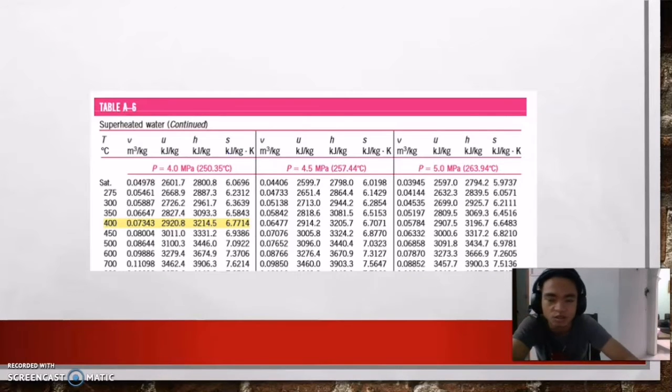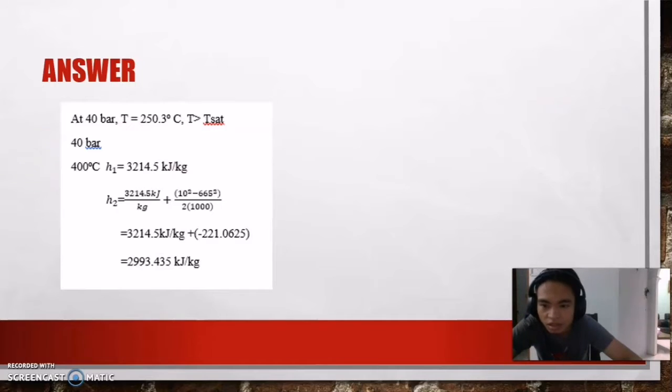Okay, first we need to list down all the information given. By referring to table A6, we can get the T at 4 MPa, 250.35 degrees Celsius, and the h is 3214.5. The h1 is 3214.5 kJ per kg.